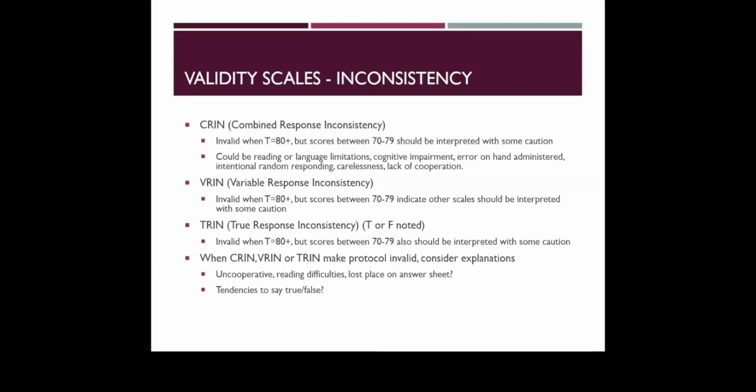And then VRIN was just variable response inconsistency. So out of the inconsistent pairs, these weren't ones where it could be due to this tendency to always say true or always say false.